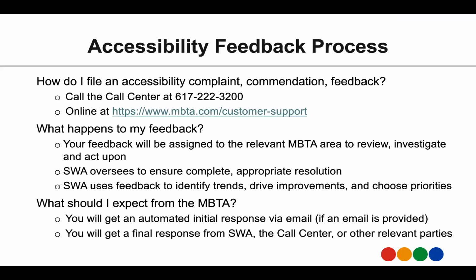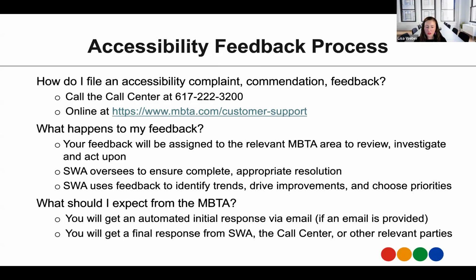So now that we've talked about the types of complaints that come to us, we want to let you know how to send them. There are a few different ways, whether it's an accessibility complaint, commendation, or any kind of feedback. You can call the call center at 617-222-3200, or you can go to our website. And then the question that might come up is, what happens to my feedback after you send it? Your feedback is going to get assigned to whichever relevant MBTA area reviews it, investigates it, and acts upon it.